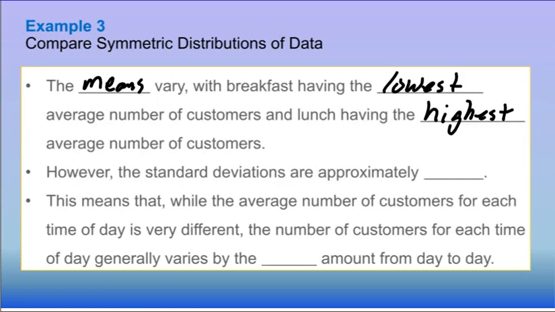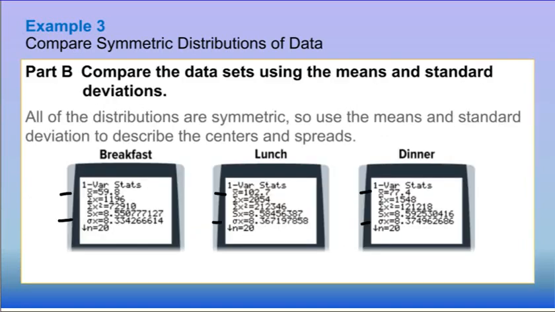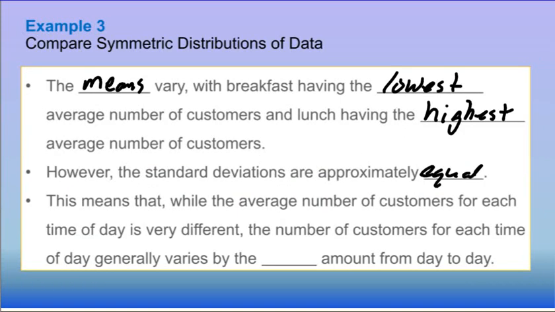Next, however, the standard deviations are approximately equal. If I go back to it, standard deviation 8.3, 8.3, 8.3, or this would be like 8.3, 8.4, 8.4, so roughly equal. This means that while the average number of customers for each time of day is quite different, the number of customers for each time of day generally varies by the same amount from day to day.